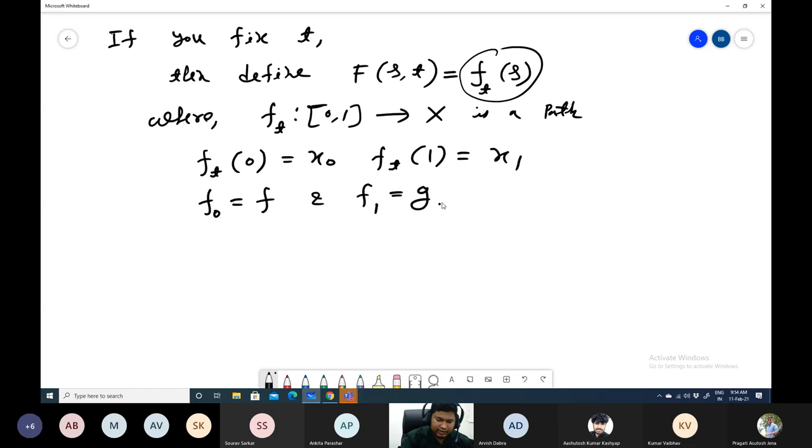There are many ways to say that f and g are path homotopic. The first way is you can say that f and g are homotopic, or you can write it via the path homotopy.